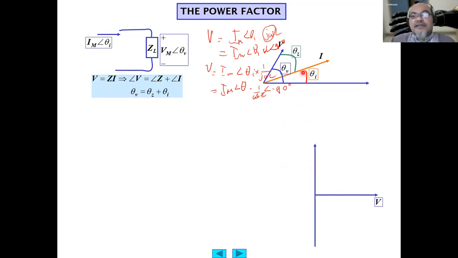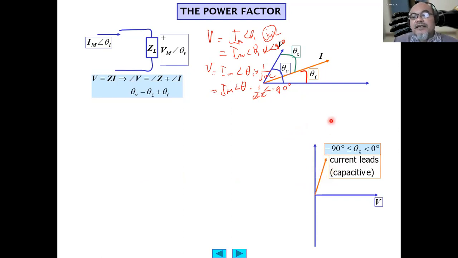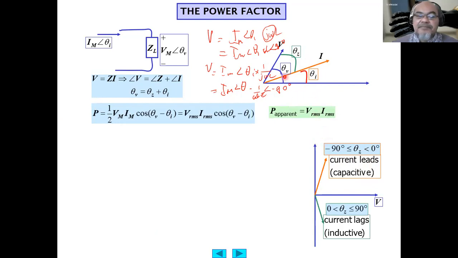Usually in this case, we take the x-axis as the voltage. If the current leads the voltage, it means theta Z is negative. So current leads the voltage here, and therefore theta Z will be a negative value between minus 90 degrees and 0 degrees. And if it is inductive, the voltage will lead the current, so theta Z will be positive, between 0 and 90 degrees.